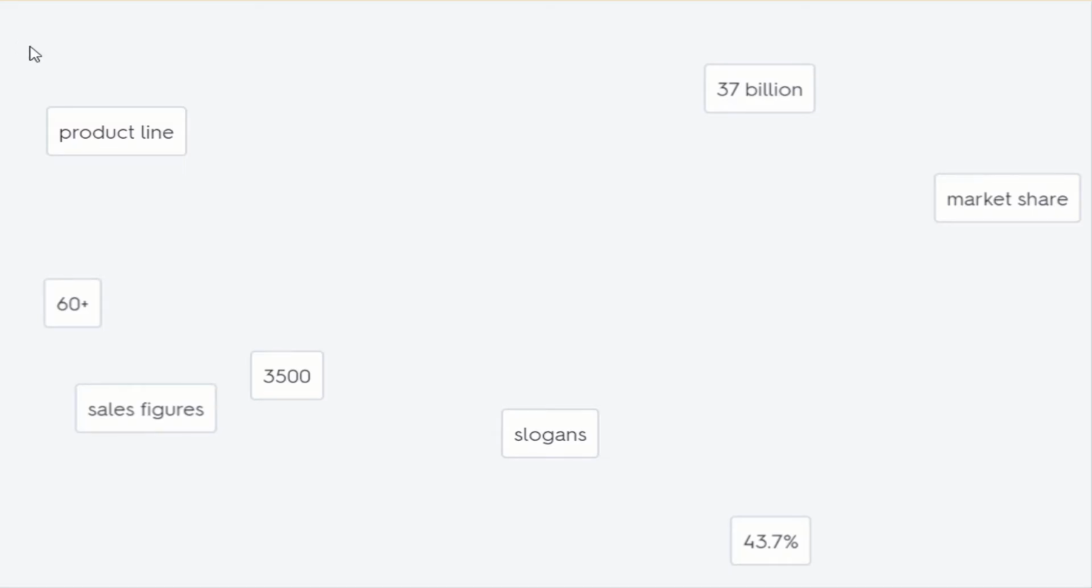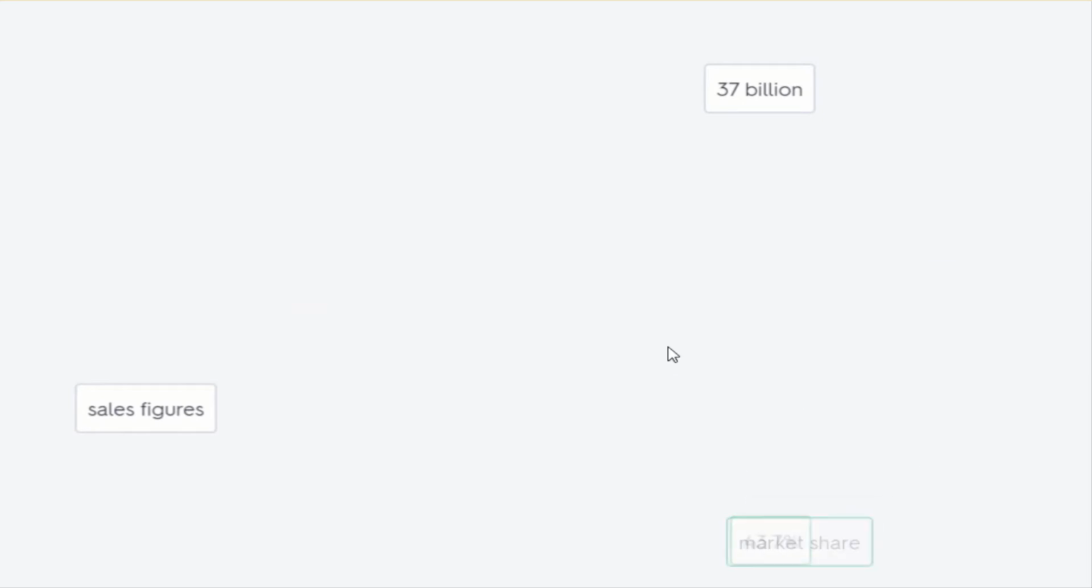The company product line consists of 3,500 beverages. The company has used over 60 slogans so far. Their market share was 43.7% in the US alone, and sales figures amounted to more than $37 billion.